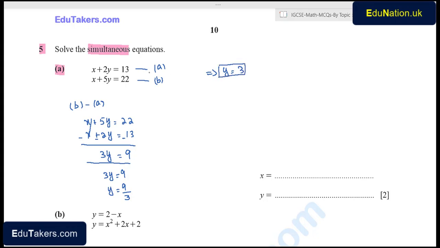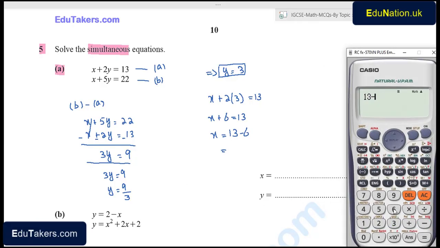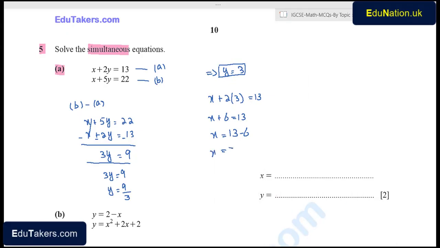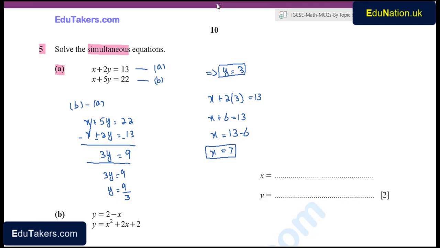Now putting this y in equation A, x + 2 × 3 = 13. Then x + 6 = 13, x = 13 − 6, and 13 − 6 is 7. x = 7. So x is 7, y is 3.